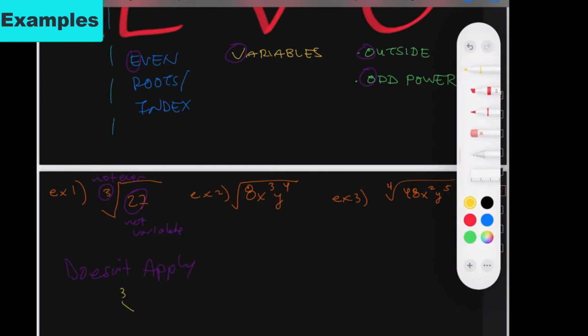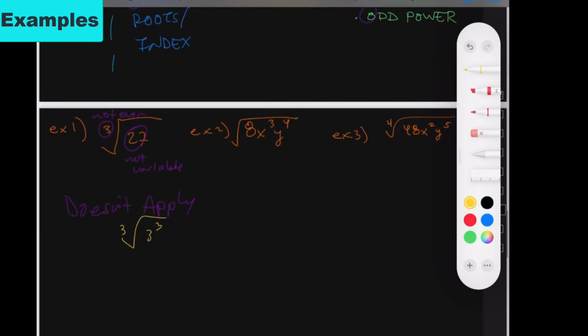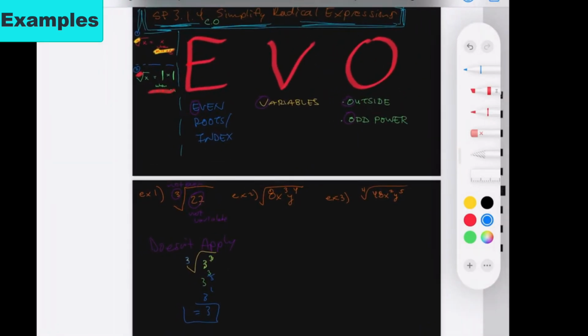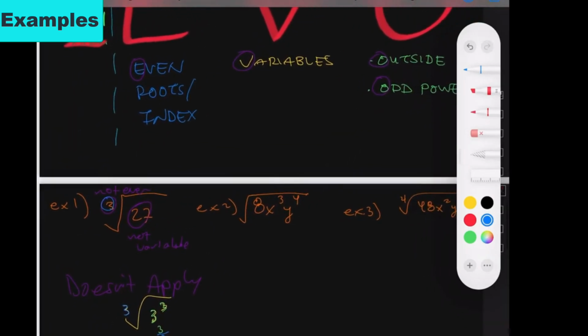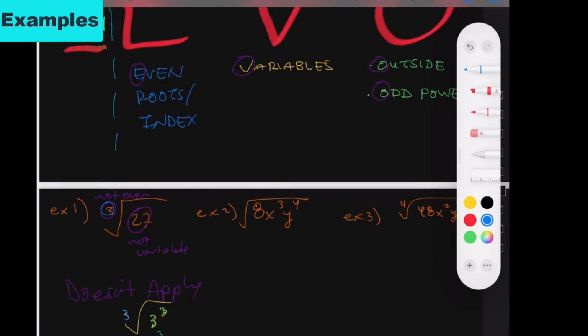This would be what we learned: 27 is 3 to the third power, and if you make this a rational exponent, you have 3 to the third power divided by the index. This would just give you 3 to the 1 power, or just 3 is your answer. So again, example number 1, you can't apply EVO because the root or the index is odd and we're looking for evens.